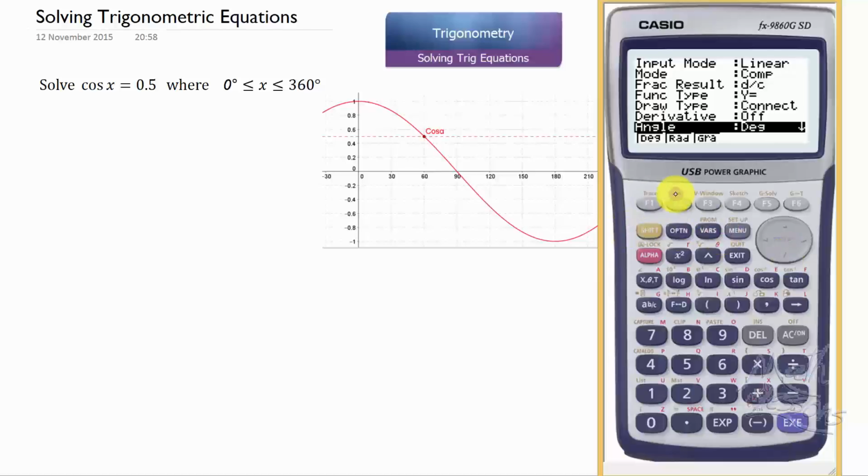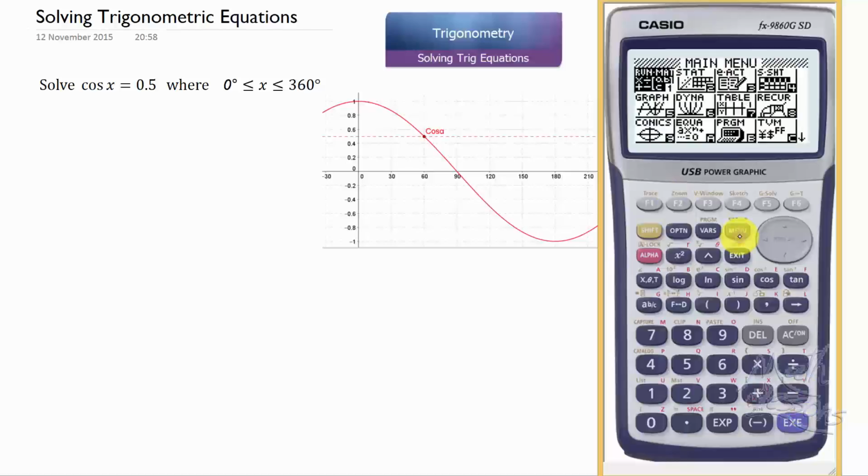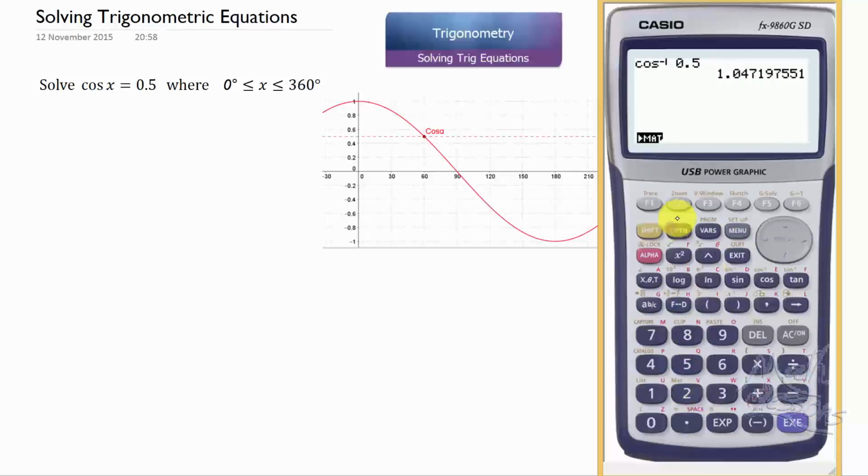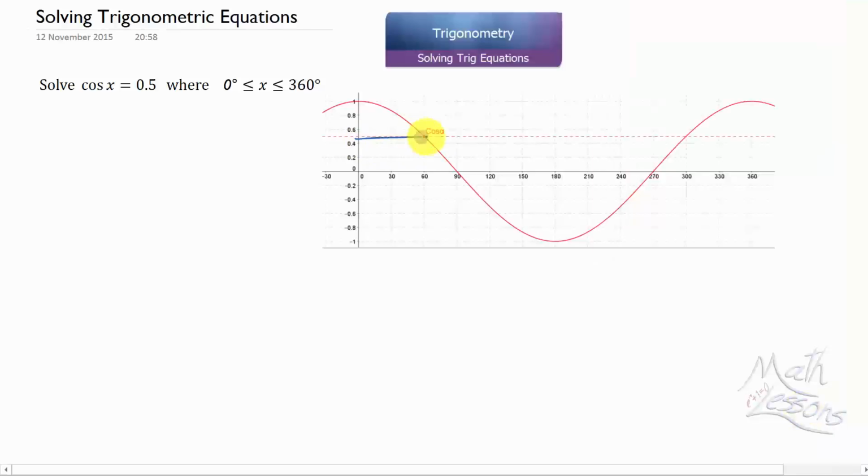Shift setup, and you just change that. So go back to menu 1. So exit from there, and let's just do that again. Let's go back and press execute, and we now get 60. Right, just like our graph said. So we see that we get 0.5. Our first value we get is 60.